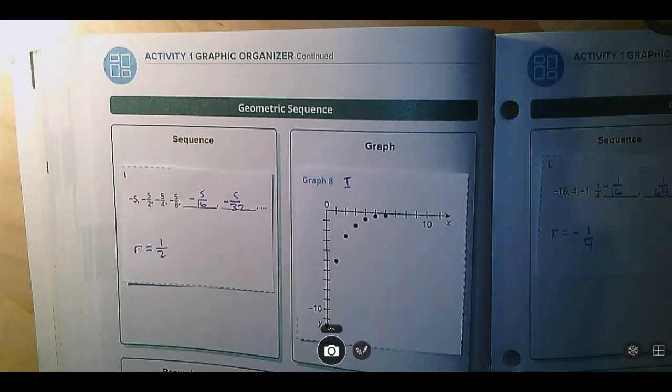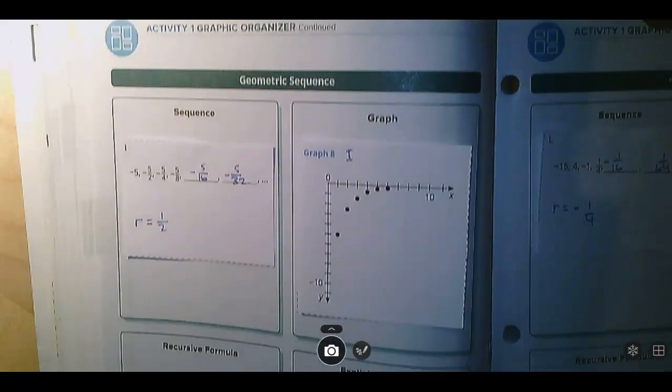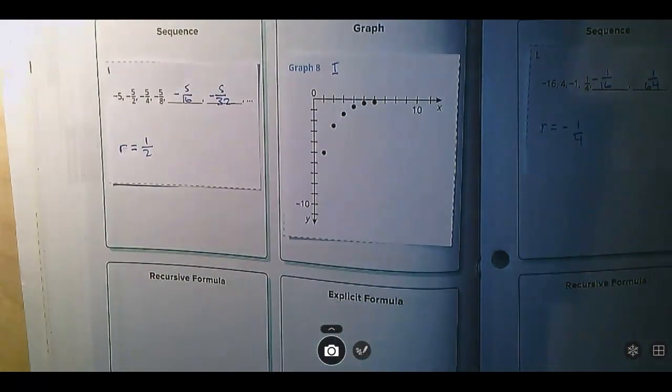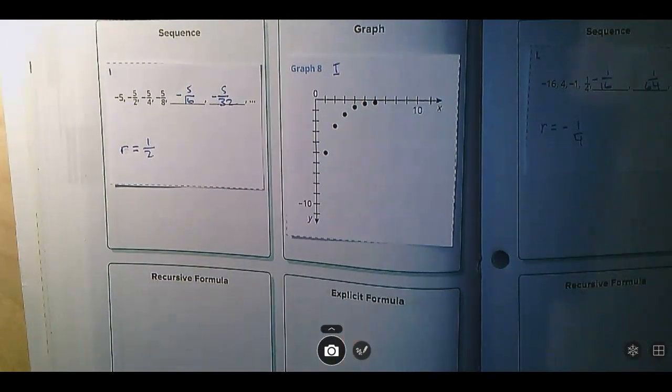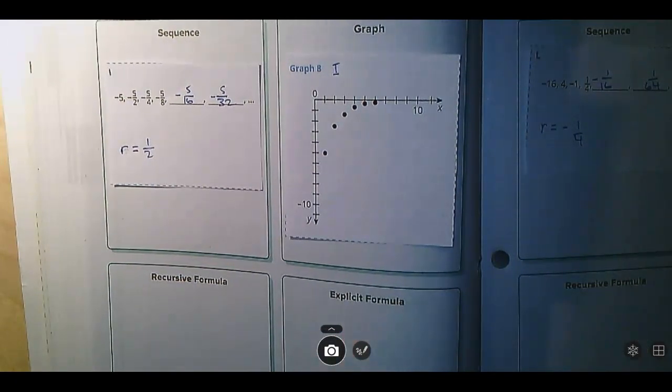It's important that you do this because we're going to be doing the next step soon, which is to write the recursive formulas and the explicit formulas in your textbook, so you have this for notes. So it's very important that you get these sequences and graphs glued or taped into your book so that you have it ready for the next step that we're going to do. Thank you.